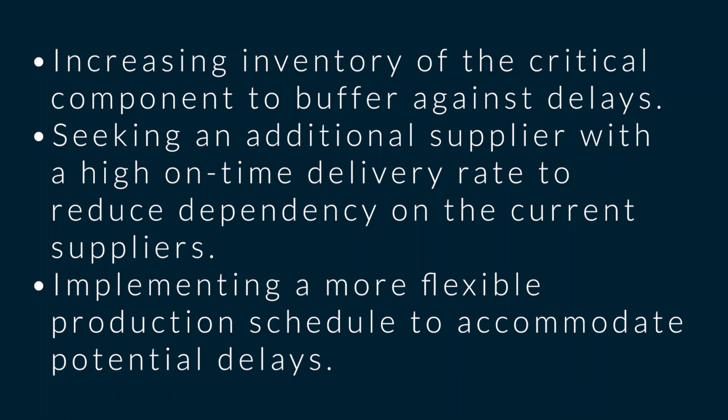And what does that number mean to your business? Well, it means, based on the plans you have in place, or based on your strategy, is 27% too much for you? If it is too much, then you need to figure out alternatives. That could mean increasing inventory of the critical component to buffer against delay, seeking an additional supplier with a high on-time delivery rate to reduce dependency on the current suppliers, or even implementing a more flexible production schedule to accommodate potential delays. Those are things that you can do.